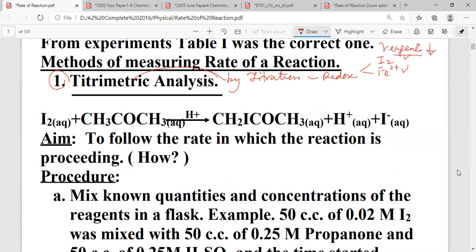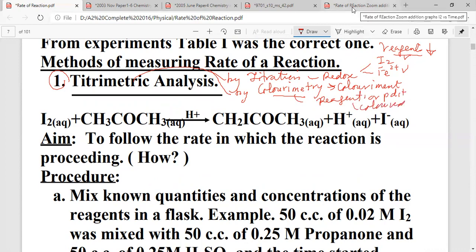Secondly, by colorimetry, I use the British system, colorimetry. That means you have to use a colorimeter. You measure either the reagents or the products, or both, but they must be colored. I'm going to show you here, I got things for you here.